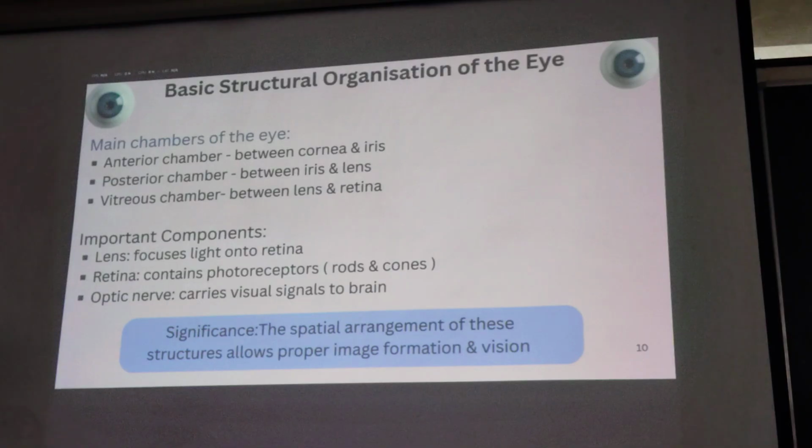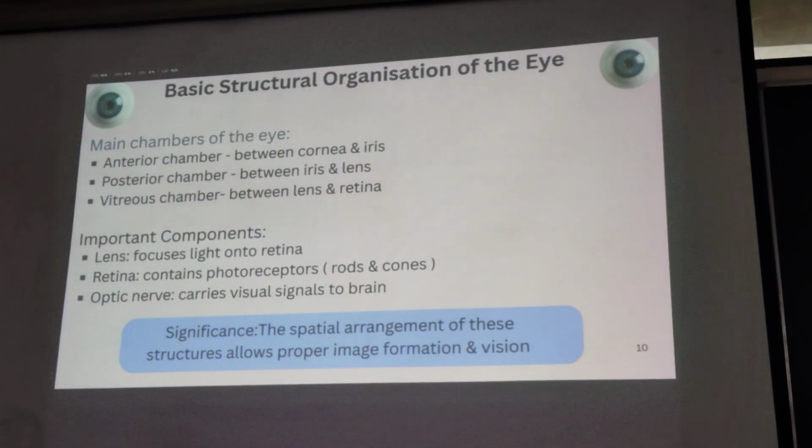Now, the basic structural organization of the eye. It includes 3 main chambers, namely anterior, posterior, and the vitreous chamber. Anterior chamber is located between the cornea and iris. Posterior chamber is located between the iris and lens, and the vitreous chamber is located between the lens and the retina. Important components of the eye include lens, retina, and optic nerve.